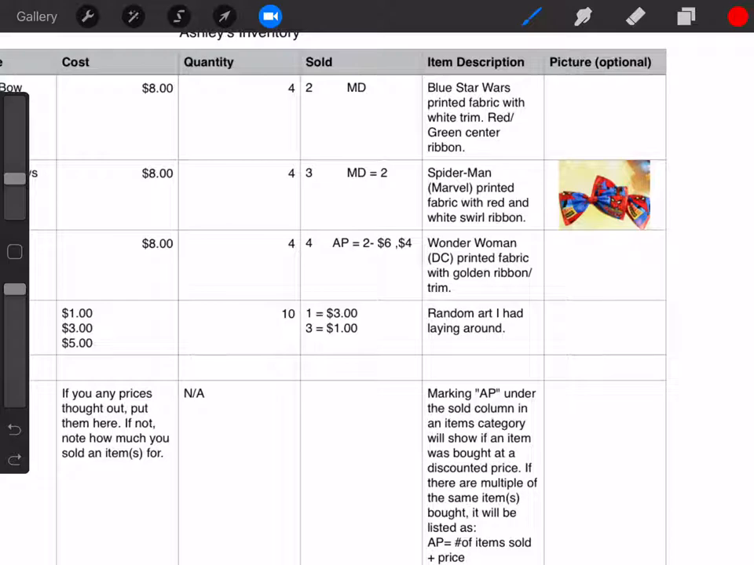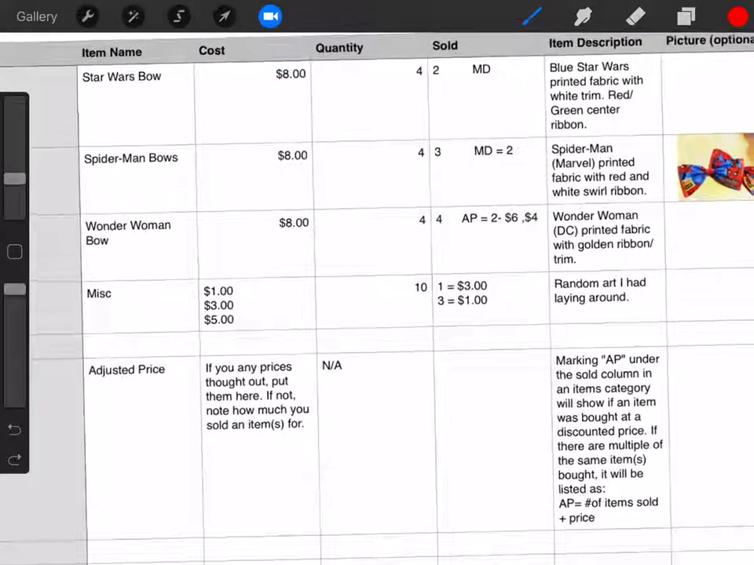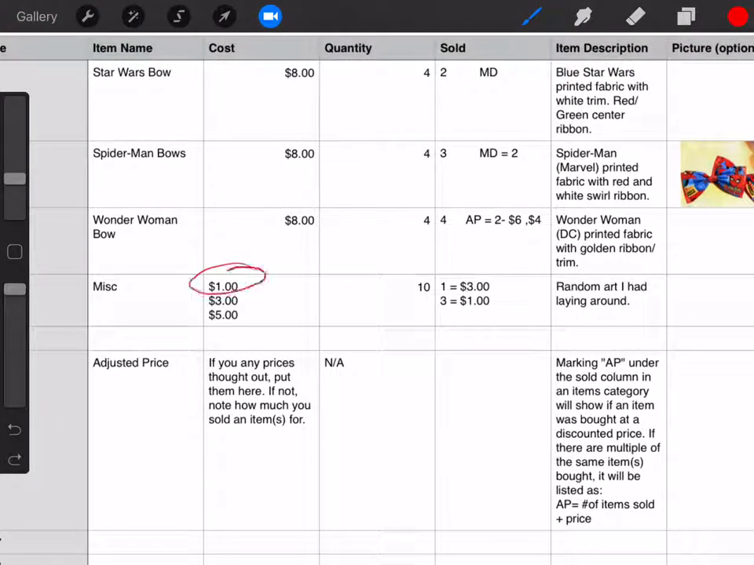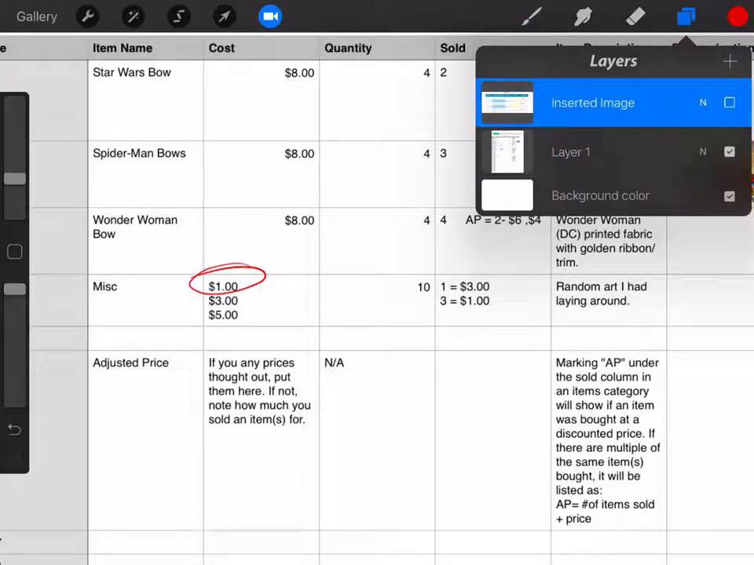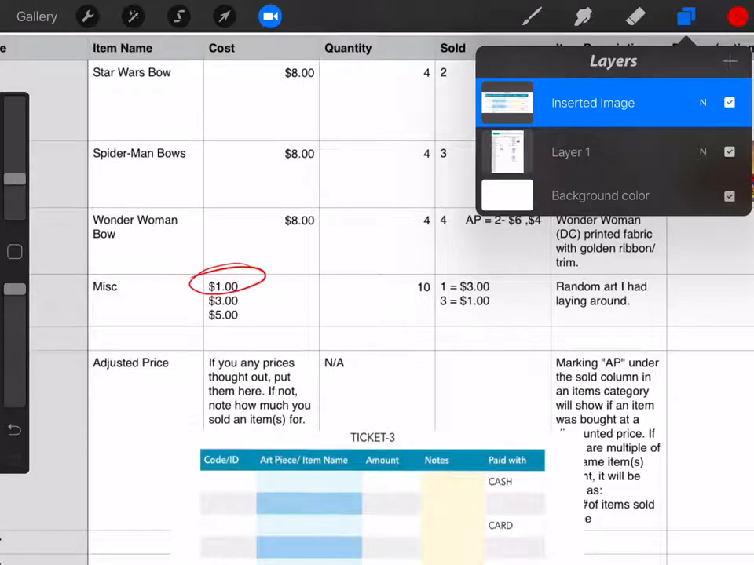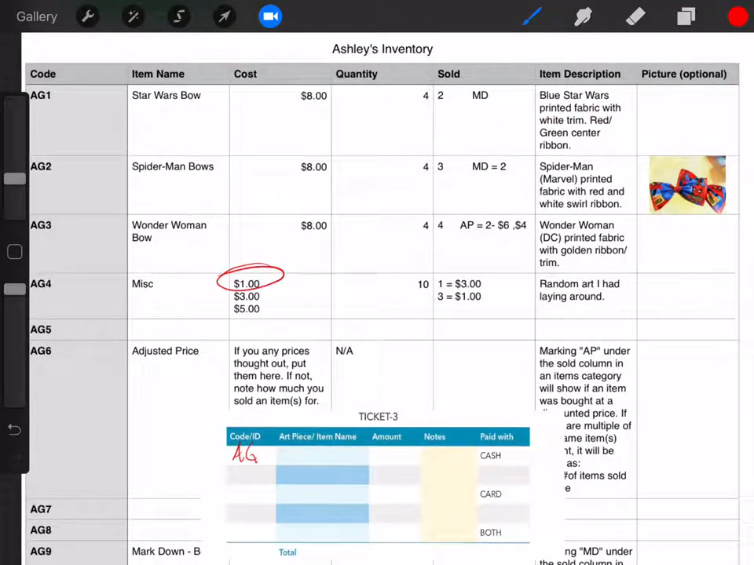The main reason that we do this is you do have the option to put a picture, black or white, color, your preference. But item description with or without a picture is important because let's say somebody is purchasing a $1 item from me. They're like, oh, this item is so nice. And you write them up on that fancy slip. You're going to put whatever the code is, AG4, whatever the piece is, and $1. Then you total that, $1, and give them the slip.